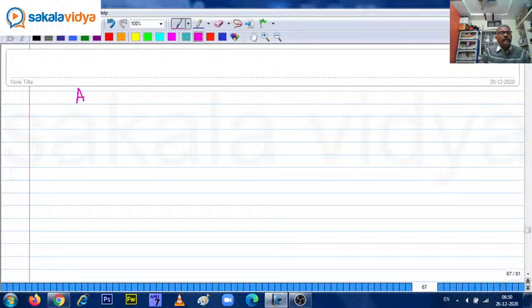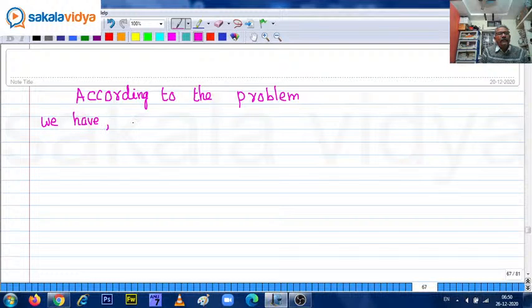So according to the problem, we have x square plus (x + 1) times (x + 2) equals 154. So let us simplify it.